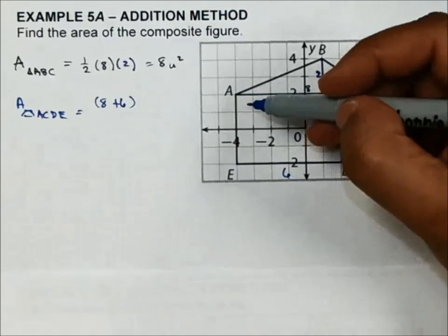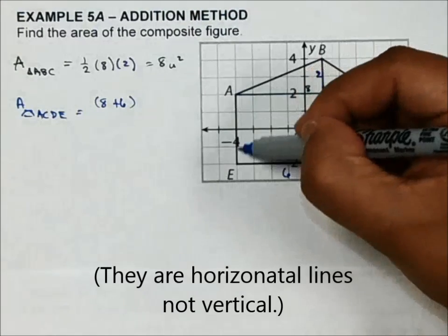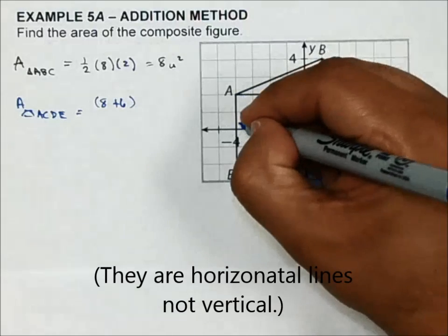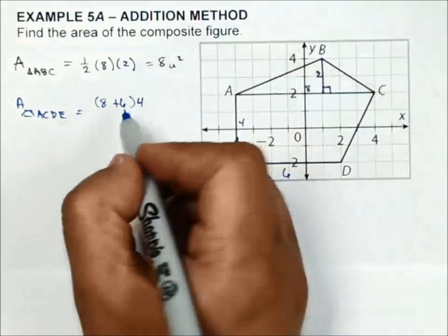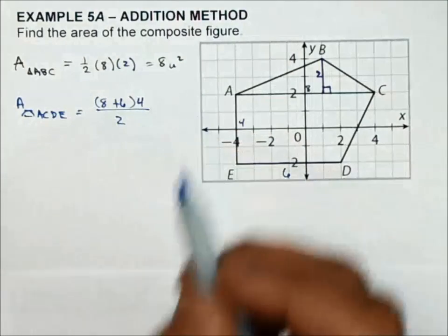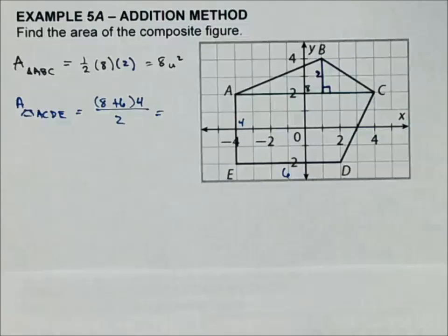All right, times my height. Well, if these two are vertical lines, the height is going to be right here on this edge, which is 4 units. So that's 8 plus 6 times 4. And then I want 1/2 of that, so I'm going to divide that by 2. Comes out to be 28.